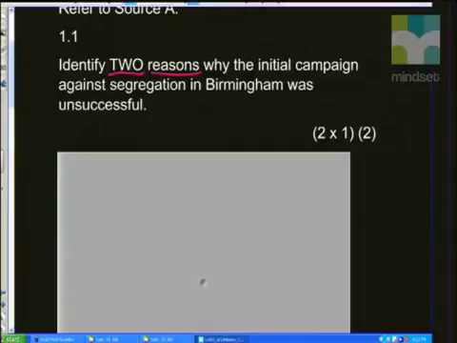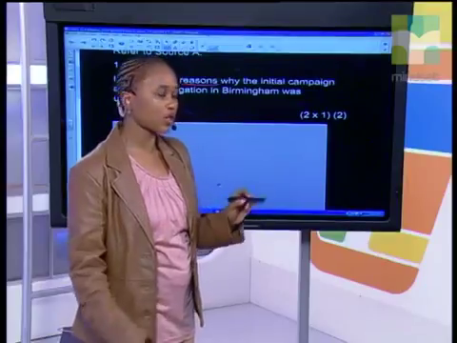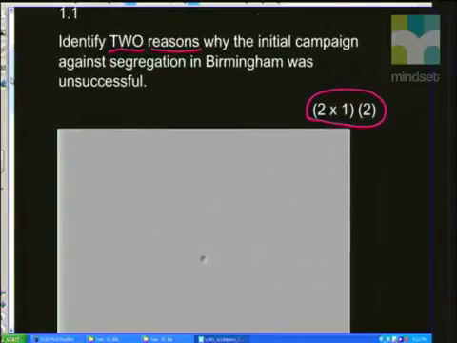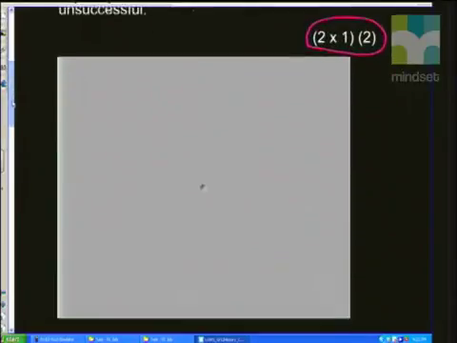And then another very important thing that is going to help you when you're answering these questions is the mark allocation. 2 times 1 equals 2. That means each reason is worth 1 mark. Okay, so even if you're not sure of the mark allocation, the instruction does tell you that you need to give 2 reasons why the initial campaign against segregation in Birmingham was unsuccessful. Now, you'll remember from reading that written source that we did look at that. Now, let's look at the possible response here.